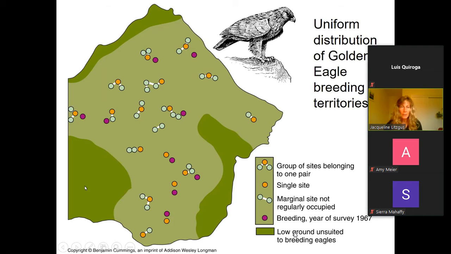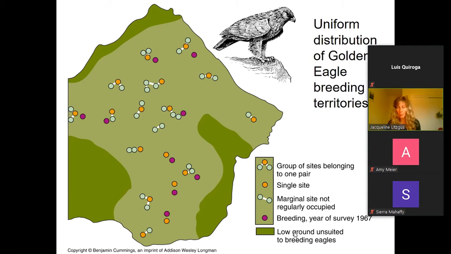So the dark green on the outside of this is not very good habitat. The paler green is indicating the good breeding habitat for these golden eagles. And if you look at the distribution of groups of sites belonging to one breeding pair, you can see that for the most part, these groups are fairly equidistant from each other. This is quite a uniform distribution of eagle pairs in these breeding territories.